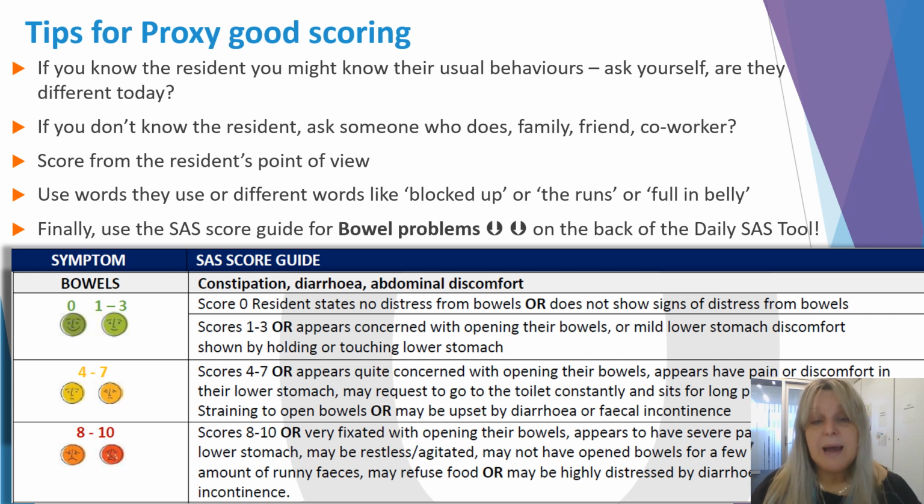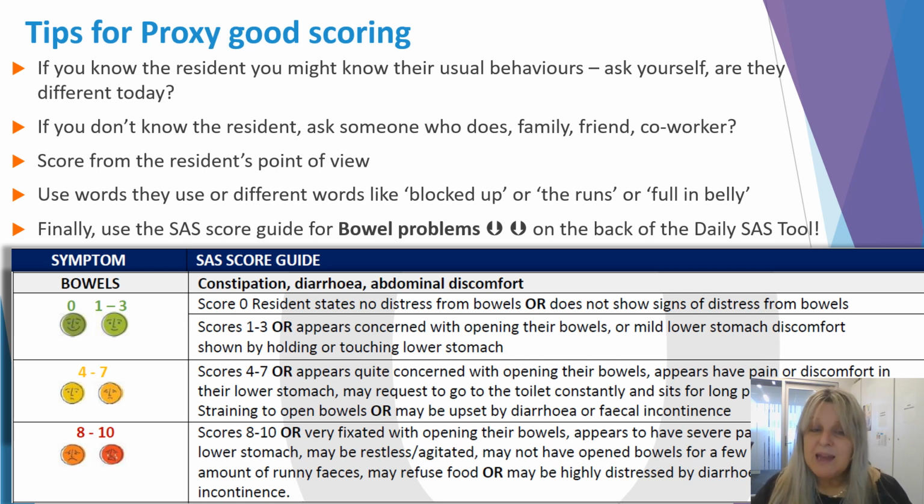If the resident is unable to tell you themselves about their distress levels, then you can score on behalf of the resident by being a proxy. Proxy means that you score on behalf of somebody else. So if you have to score any of the symptoms on the SAS by proxy, what you can do is try to rate it through their point of view. Or if their family or friends are there, you can ask the family or friends what they think the level of distress would be for that symptom for the resident. And you can also discuss it with your colleagues.